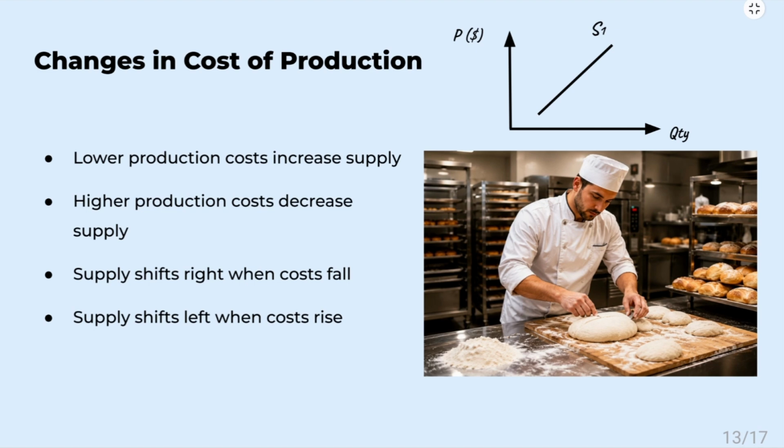Changes in production costs directly affect supply. When production costs fall, firms can produce more goods profitably. So supply increases and the supply curve shifts to the right. However, if costs rise, firms may reduce production because profits decrease, causing supply to shift left. For example, if flour prices fall, bakeries can produce more bread at lower cost, increasing supply.